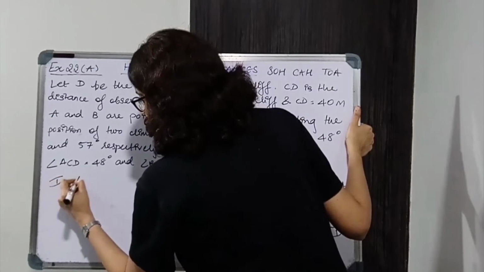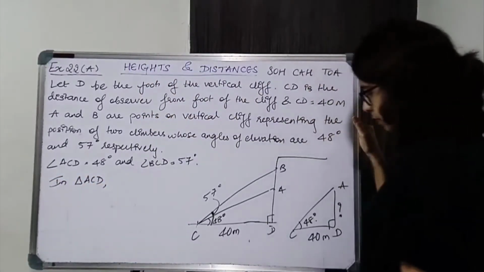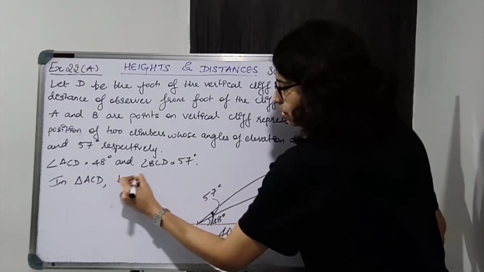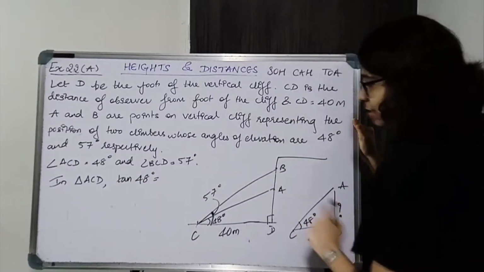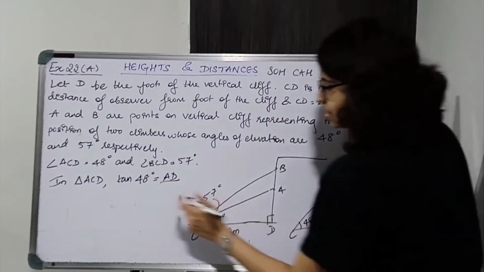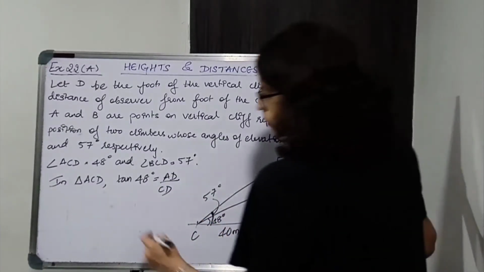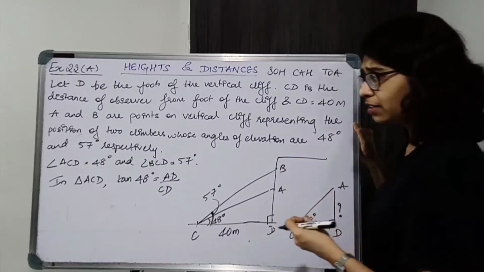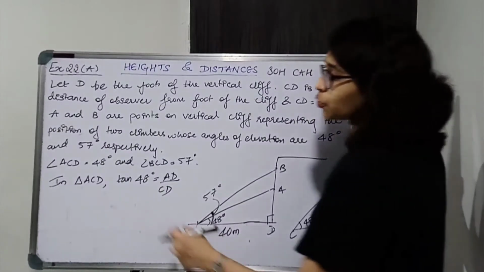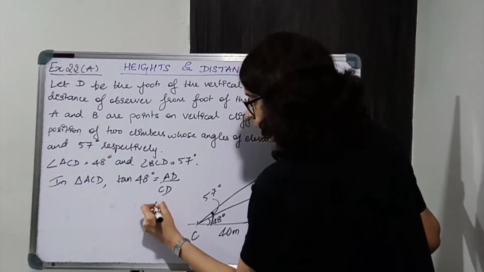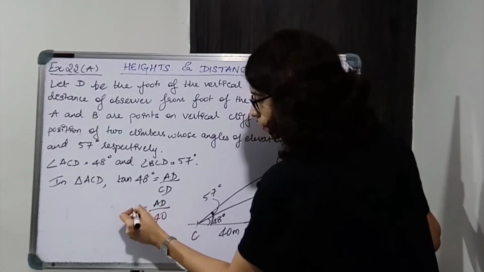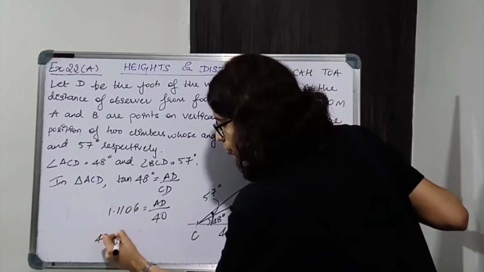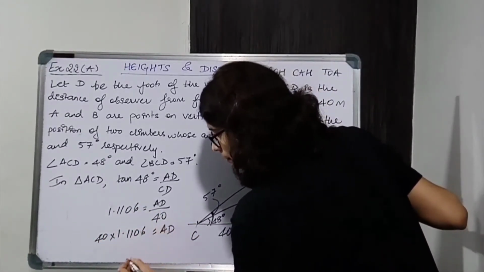So in triangle ACD, CD is 40 meters. AD find karna hai, so we'll directly take tan 48 degrees is opposite, that is AD, upon adjacent, that is CD. Now tan 48 you will get from the table. You need to refer natural tangents wala table. This you won't get from standard values, so you need to find the value from there. AD we have to find, CD is 40. This is 1.1106. We'll shift 40 on the other side, so 40 into 1.1106 is equal to AD.